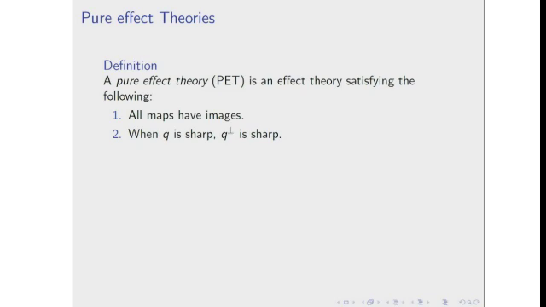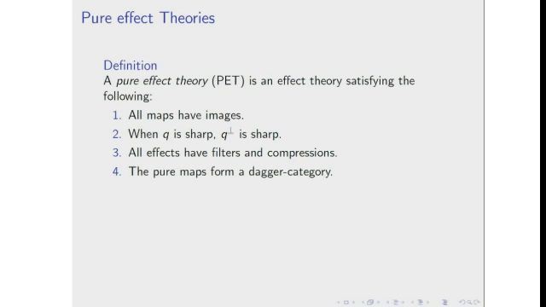So I'm going to take this as intuition, and I'm going to start defining a nice effectus, an effectus that has the right structure I want. First of all, I need all images, and when Q is sharp, I need Q perp to be sharp. This is kind of unfortunate, that this doesn't happen automatically, but maybe you can prove it, I don't know. Then I say all effects have filters and compressions, and the pure maps form a dagger category, which is basically the intuition you get from quantum theory.